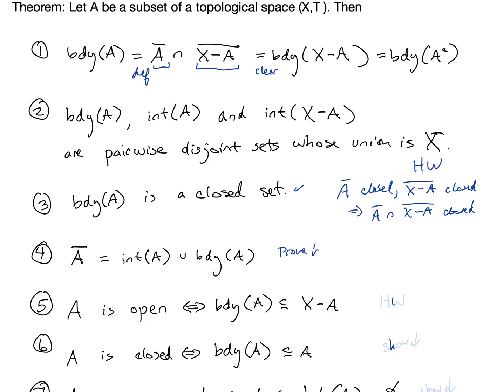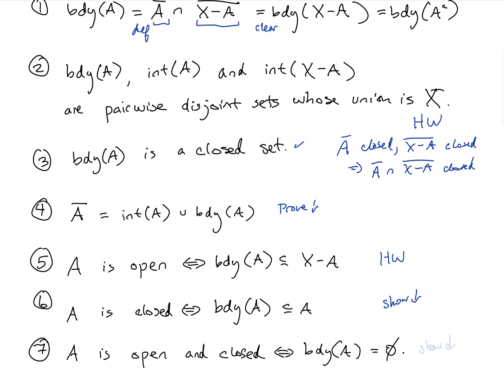Next, 5, A is open if and only if the boundary of A is a subset of A complement. This is going to be a homework problem. 6, A is closed if and only if the boundary of A is a subset of A. We'll show this one below as well. And 7, A is open and closed if and only if the boundary of A is equal to the empty set. And again, we'll show this one below, assuming that 5 and 6 are true.